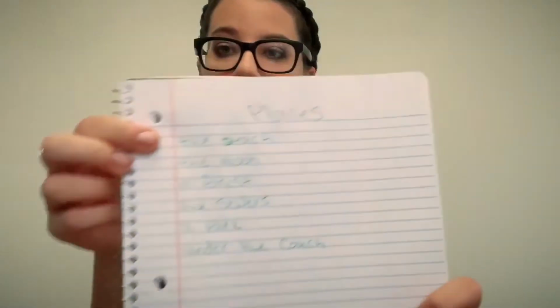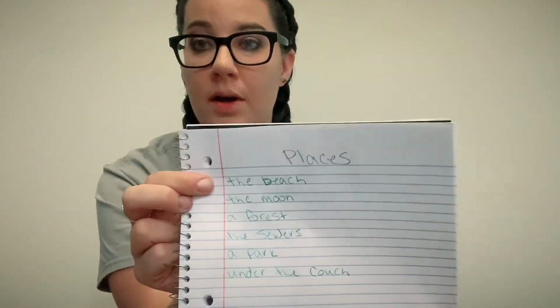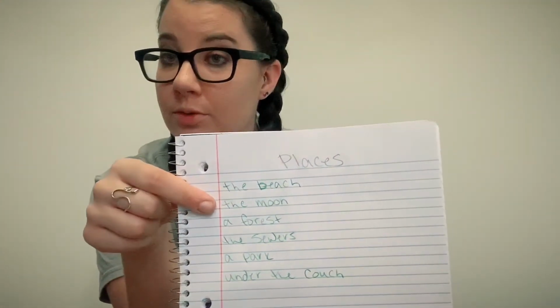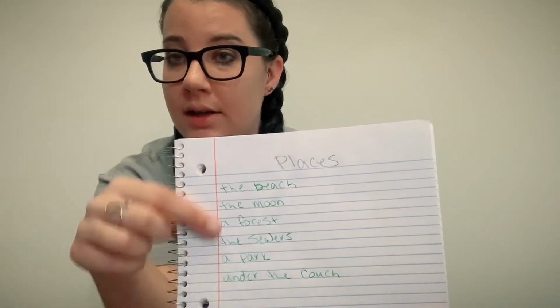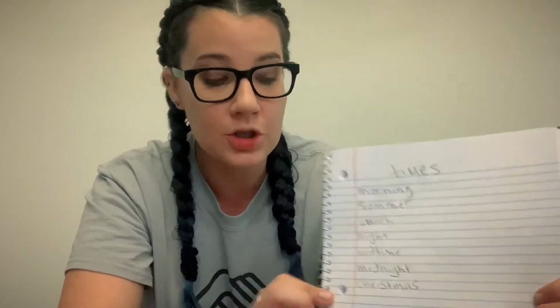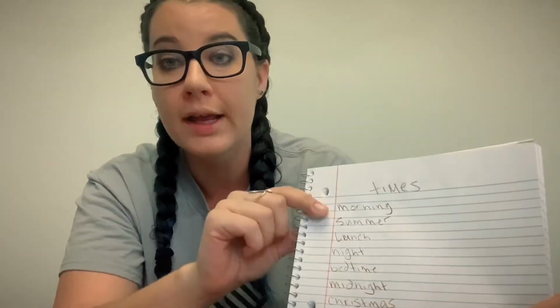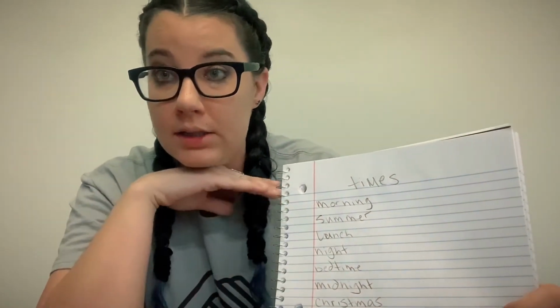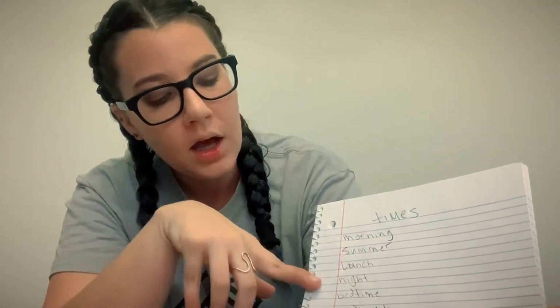Stuff like that. Have a places page. So the beach, the moon, a forest, all different places. And finally, times. Have a page of times. So morning, summer, it can be seasons, stuff like that. Bedtime, Christmas, Halloween, etc.